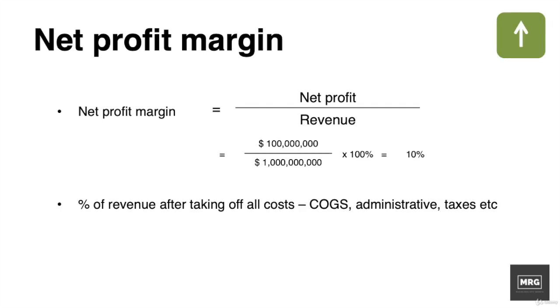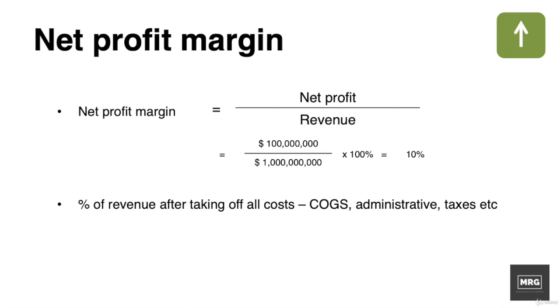The next ratio we want to look at is the net profit margin. On the top right corner, you see the arrow pointing upwards, so this means the higher the value, the better it is. The formula for net profit margin is net profit over revenue. You can find these on the income statement as well. Assuming in this example 100 million of net profit, you divide it by $1 billion, multiply it by 100%, and you get a net profit margin of 10%.